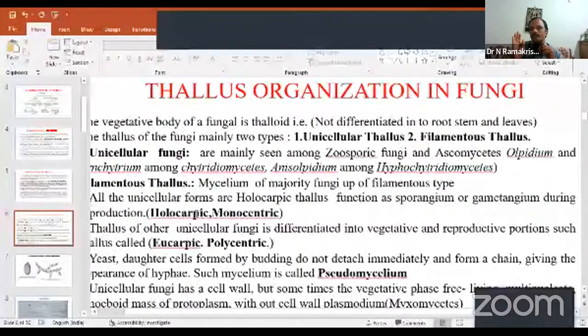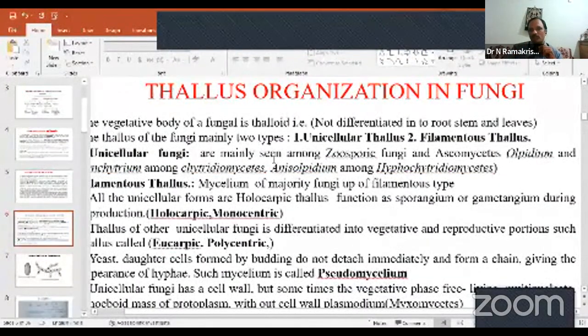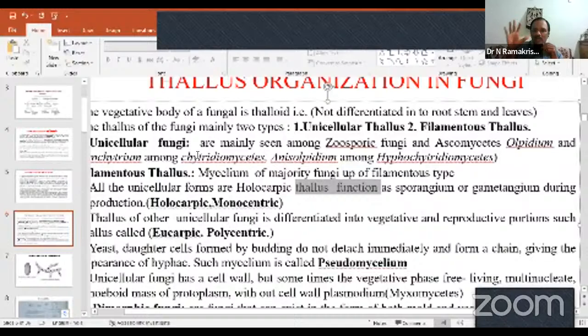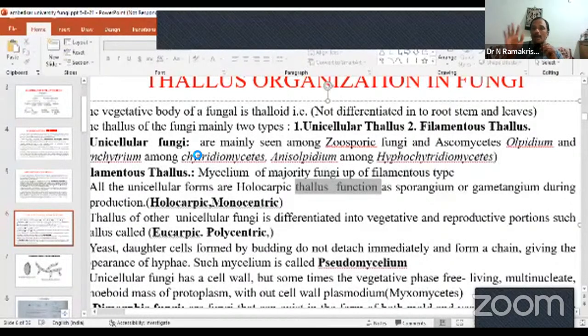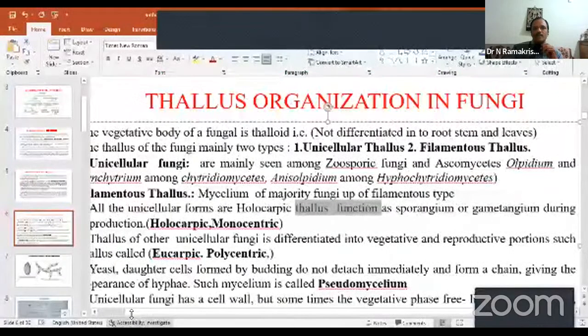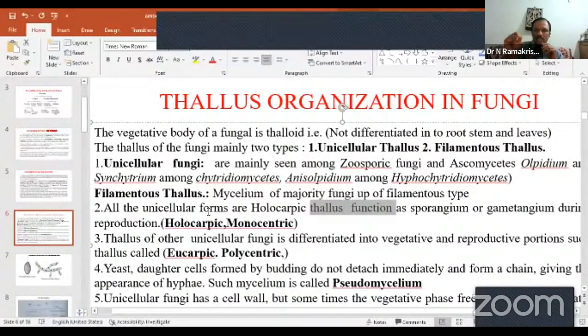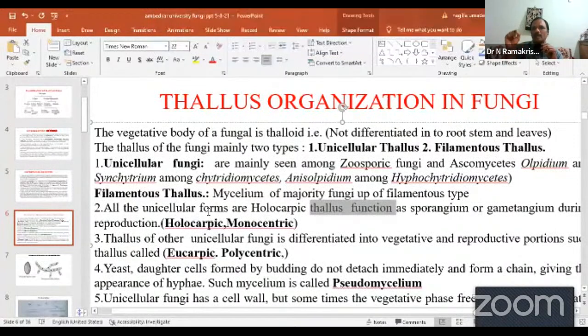Next, thallus organization of fungi. The entire fungal vegetative body is thalloid, meaning an undifferentiated plant body. There is no root, no stem, and no leaves. Here the fungi are mainly of two types. One is the unicellular fungus, and the second is the filamentous thallus.